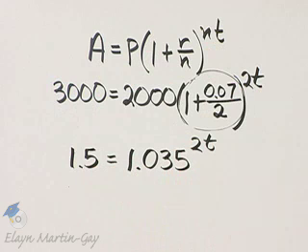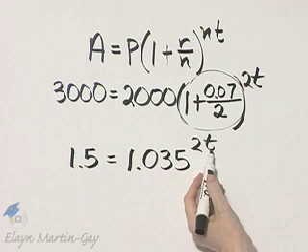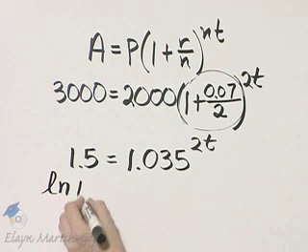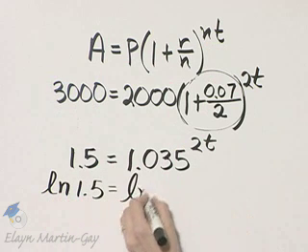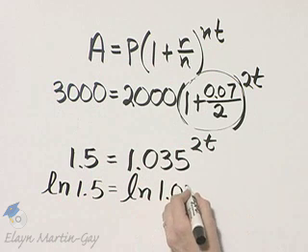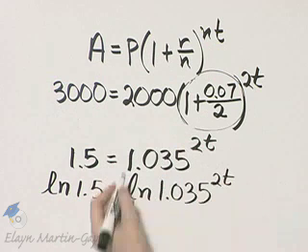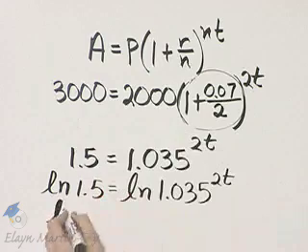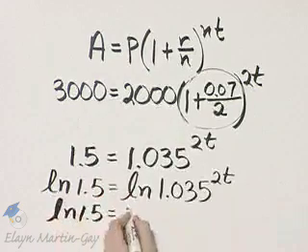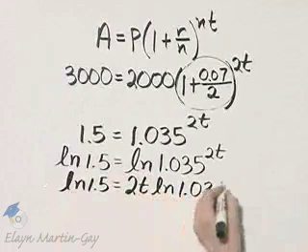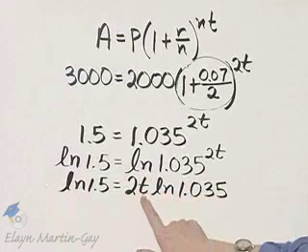What we will now do is we'll take the logarithm of both sides so that we can bring down this exponent containing our variable. So I'll just take the natural log of the left side, and I'll take the natural log of the right side, 1.035 raised to a power of 2t. Now, what was the whole reason of taking the natural log? So that I can bring this exponent down. So this is natural log 1.5 is equal to 2t natural log 1.035.